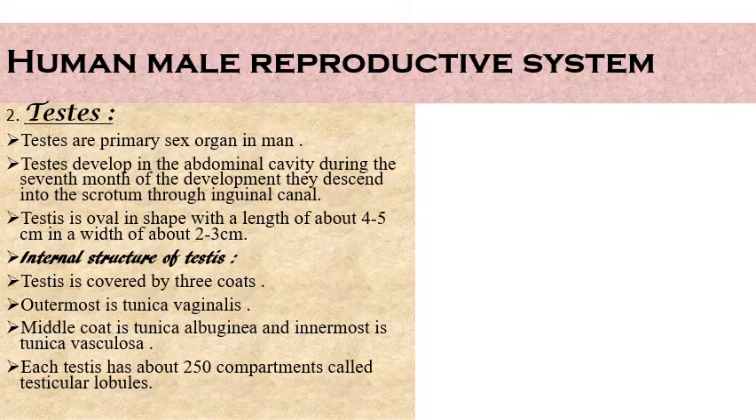Coming to the internal structure, the testis comprises three coats: the outermost is the tunica vaginalis, the middle coat is the tunica albuginea, and the innermost is the tunica vasculosa. Each testis has about 250 compartments, and those compartments contain several testicular lobules, which contain the seminiferous tubules, and these seminiferous tubules produce the sperms inside them.